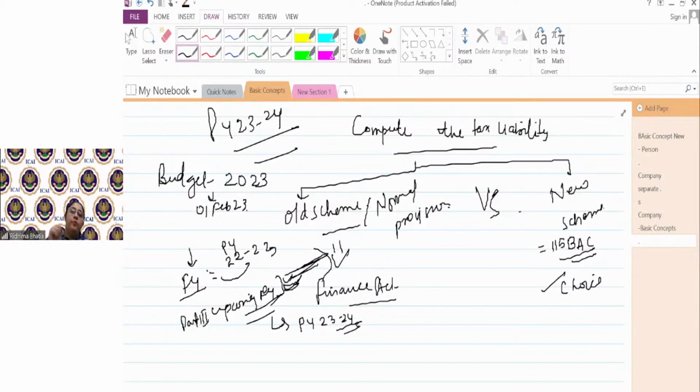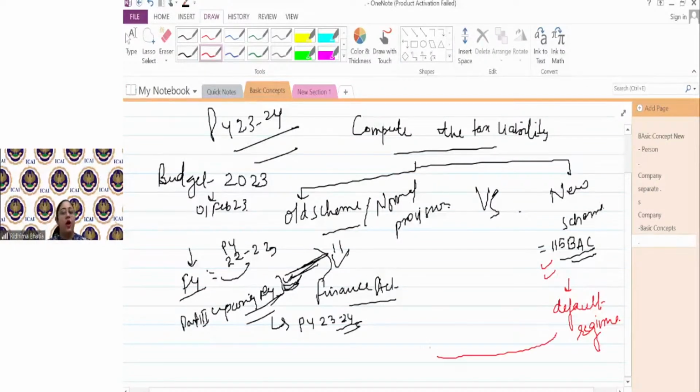But from previous year 23-24, 115 BAC is a mandatory section, as in a default regime. That is, if you will not make a choice, then the taxes would be applicable by this. Now you have to make a choice whether you have to take the old scheme or not. Earlier, it was a choice whether you have to take the new scheme or not. But now onwards, this year onwards, it's a choice whether you have to take an old scheme or not.